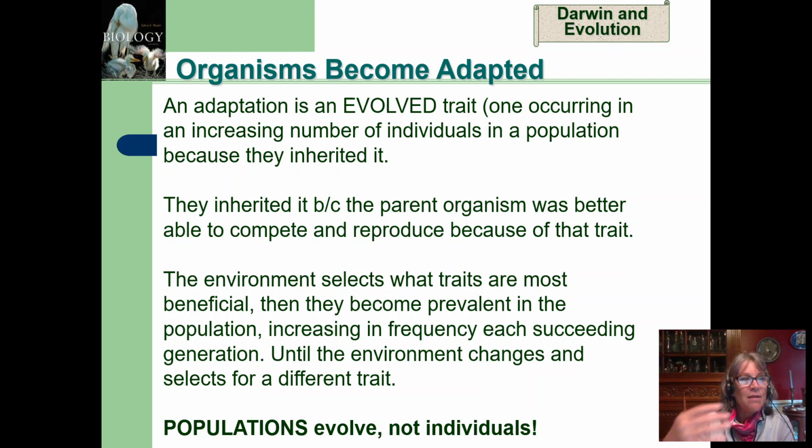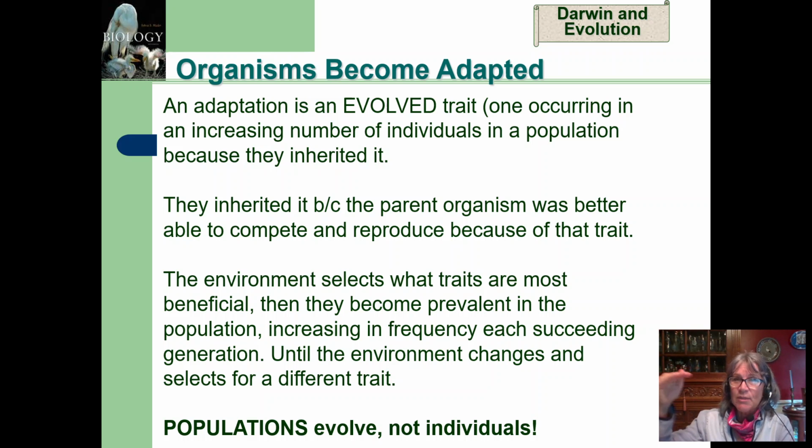They inherited that trait because the parent organism was better able to compete and reproduce because they had that trait. So they passed that genetic trait on to their offspring. And the environment selects what traits are most beneficial, and as it does, they become more prevalent. They increase in frequency in each succeeding generation. We're going to actually look at that in our last lab, this change in numbers over time.